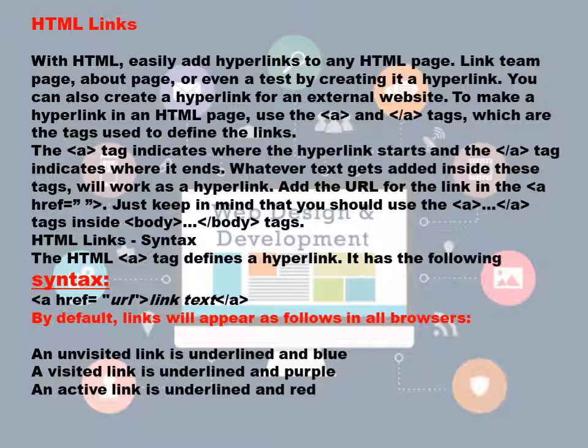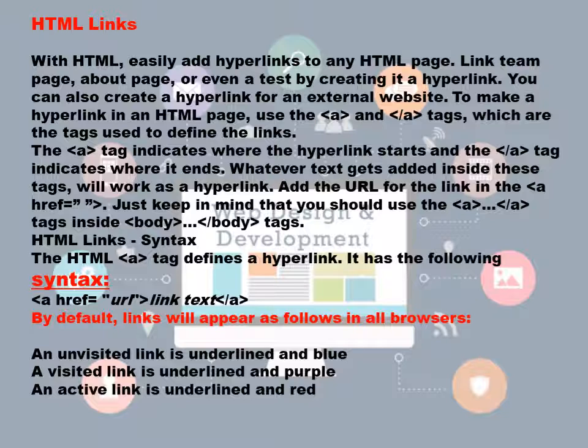text, by creating a hyperlink for it. You can also create a hyperlink for an external website. So when we click on a link of one website, if you are providing the URL of another website, then it can open.